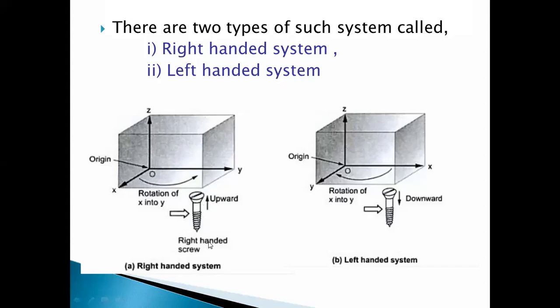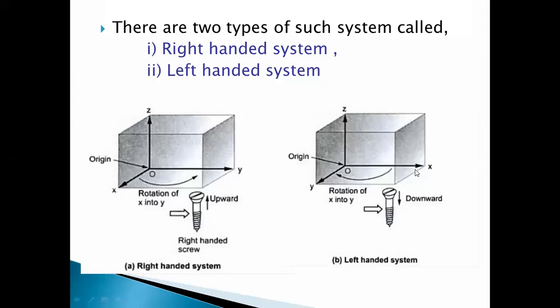If we are considering any screw, and when we remove that screw, how are we moving? We are moving in the anti-clockwise direction, and the movement of that screw is in the upward direction. Therefore, that is called the right-handed system. Remember, this is called the right-handed system, and the second is the left-handed system.